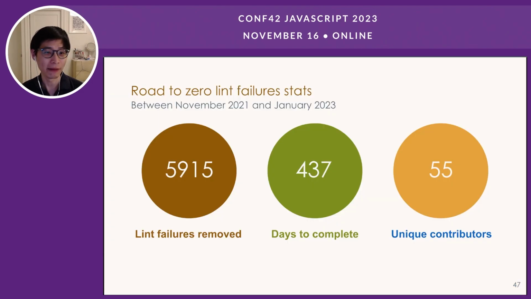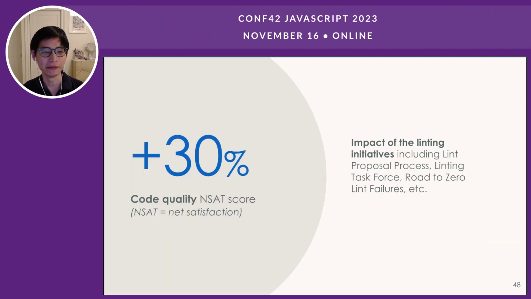Between November 21 to January 23, we removed close to 6,000 lint failures. Took a little bit over a year to complete, with 55 engineers contributing to the effort. We pulled a 30% increase in net satisfaction for our quarterly surveys for code quality, or perceived code quality, I guess, for individuals working on the repository, which was amazing.